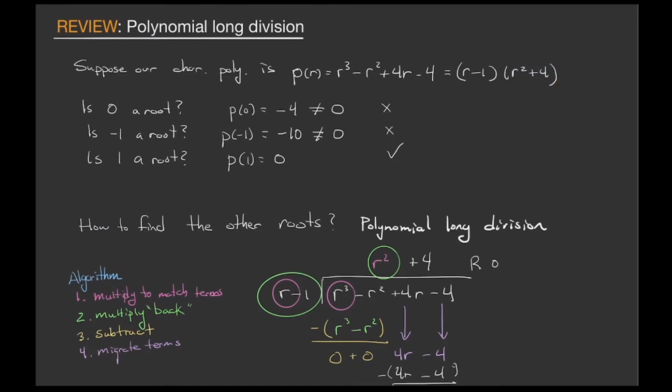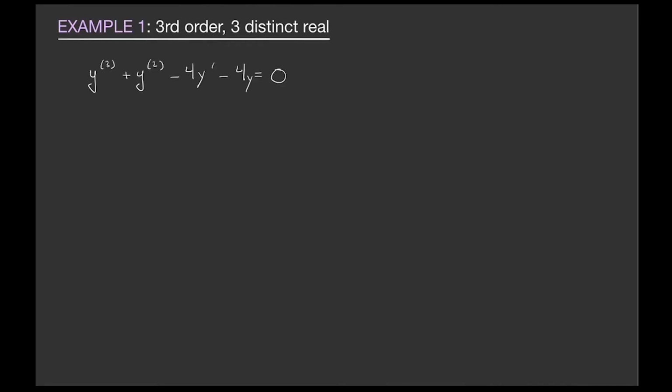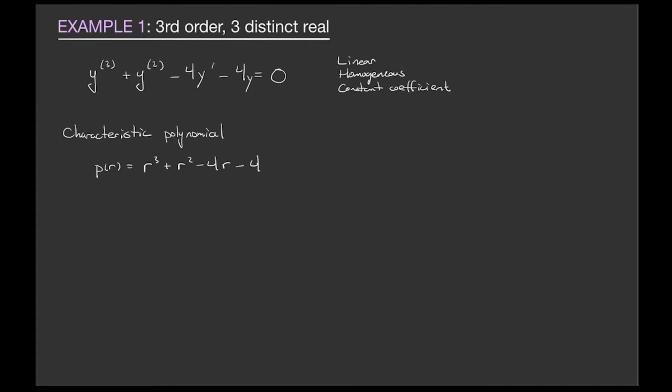Now let's look at some examples where we put all this together, starting with a differential equation, to actually find a solution. Here we have a third order differential equation. It is linear, it's homogeneous, and it's constant coefficient. That means there's a characteristic polynomial, and what we can do is test some roots to find that one of the roots is -1.